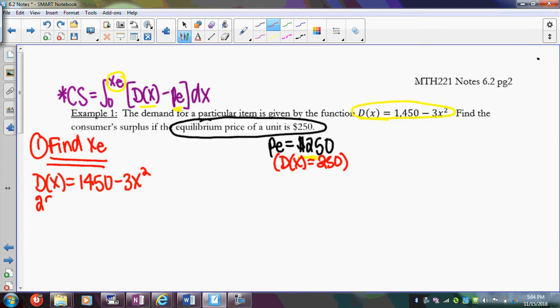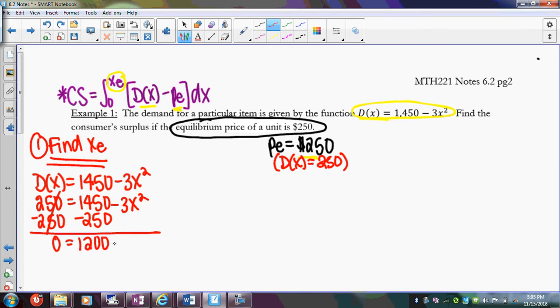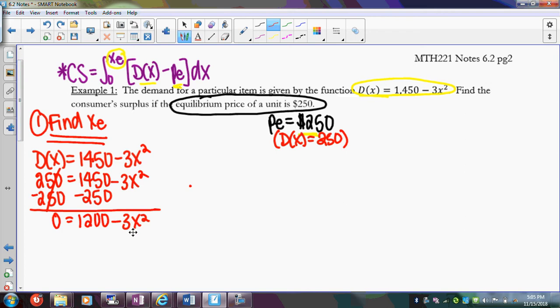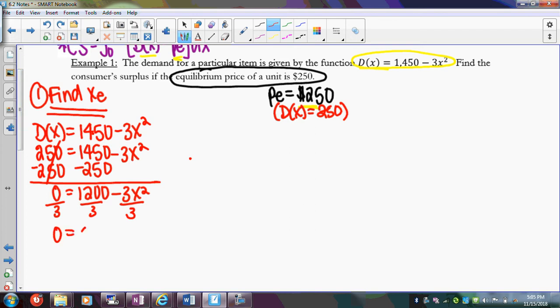So 250 is equal to 1450 minus 3x squared. We're just going to solve this for x. I'm going to go ahead and get this equal to 0, because I see the x squared, which means I'm going to need to factor, or at least get it equal to 0 on one side, before we figure out what we're going to do. And then from there, I want to get a 1 in front of that x squared, so let's divide everything by 3. So we get 0 equals 400 minus x squared.